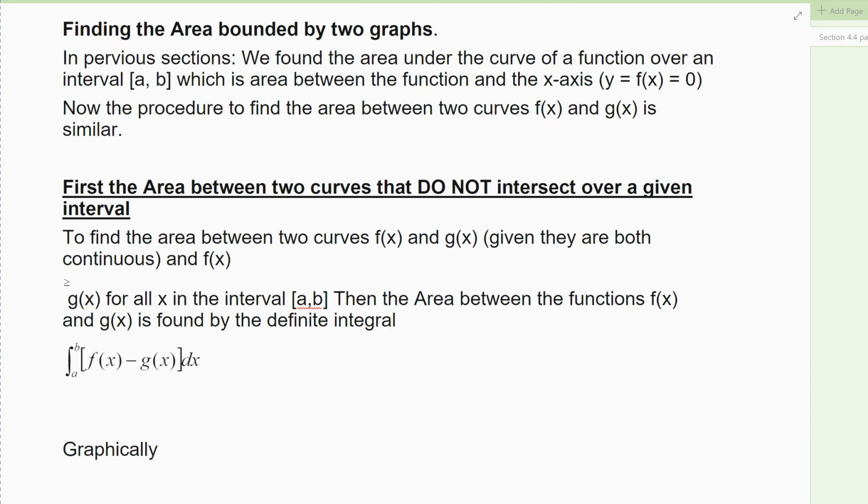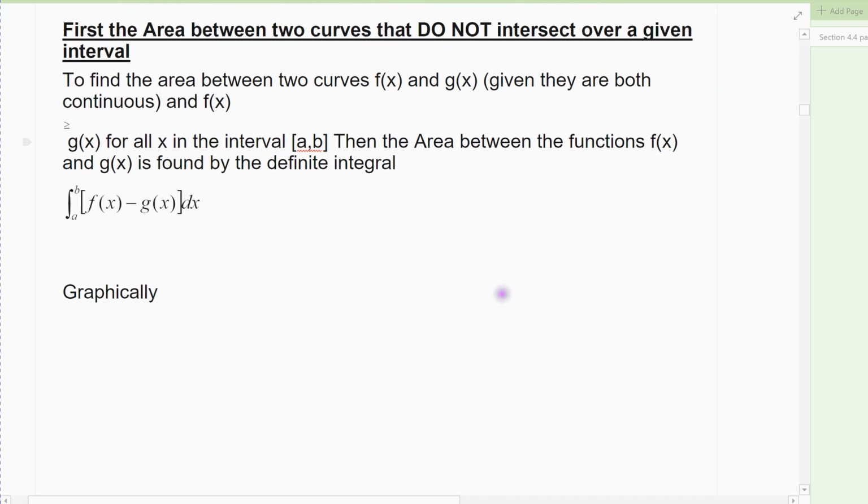So we want to find the area bounded by two graphs. And what happens here is actually something very unique. First, the area between these two curves that do not intersect over the given interval. Again, they might intersect outside the interval, but between point A and point B, they never cross.